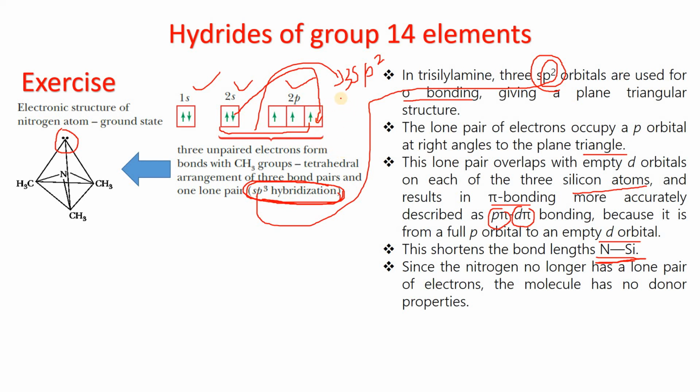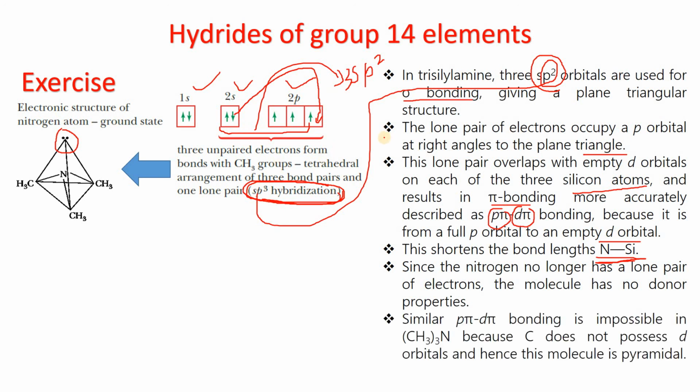So these lone pairs are engaged with the silicon d orbitals, and there is no free lone pair of electrons in the case of trisilylamine, and it does not act like a base. So trimethylamine is a base, but trisilylamine is not a base, because the lone pair is not available. Similar p pi d pi bonding is impossible in trimethylamine, because the carbon does not possess a d orbital, and hence this molecule is pyramidal.